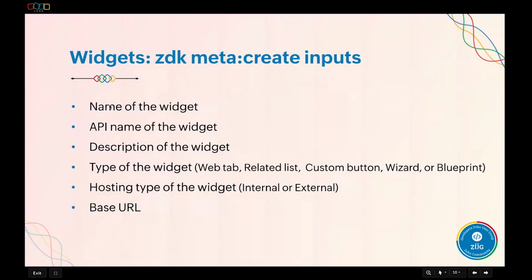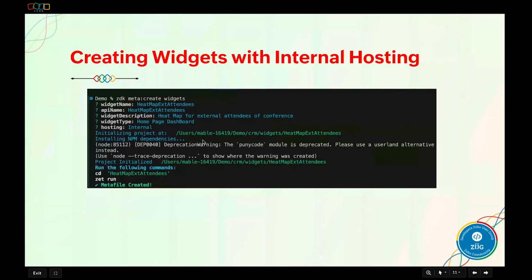As we already saw, these are the inputs required: name of the widget, API name of the widget, description, and types will be listed. The different types are web tab, related list, custom button, wizard, or blueprint. Hosting can be of two types, internal or external. You also need to provide the base URL of the widget.